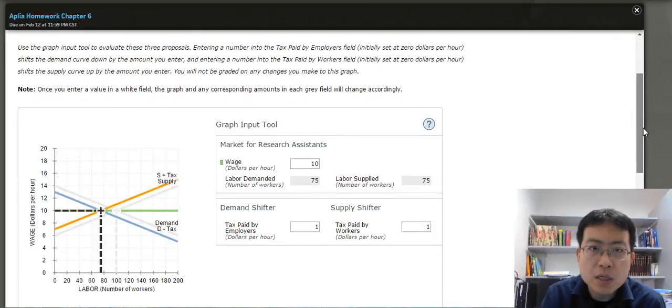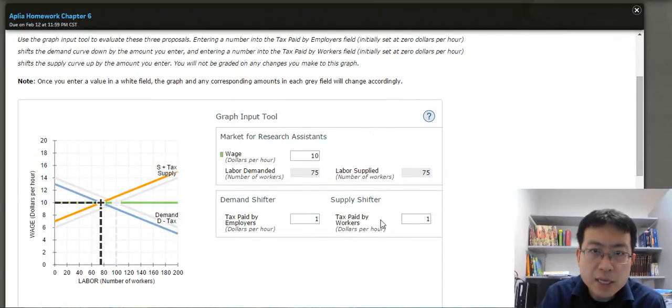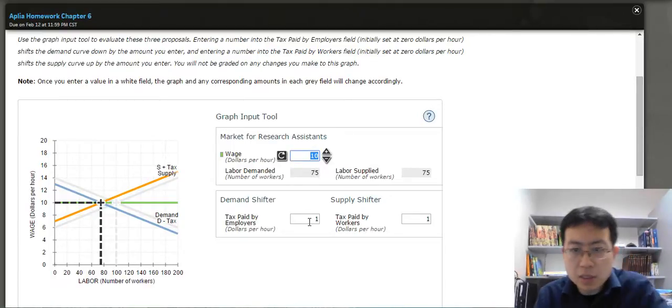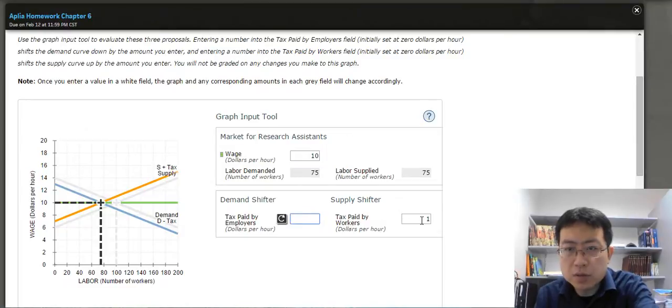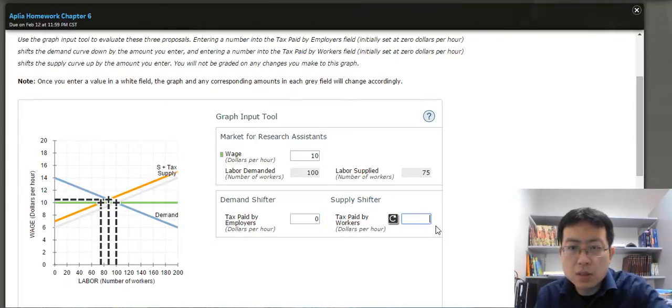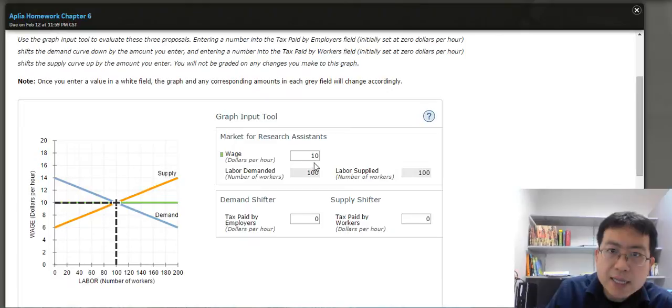What you want to do is start in this graph and change your wage to $10. Once you change your wage to $10, you're going to see the equilibrium. Let's change this back to 0. So at $10, our quantity demanded is 100, our quantity supplied is also 100. So this $10 is our equilibrium for the marketplace.